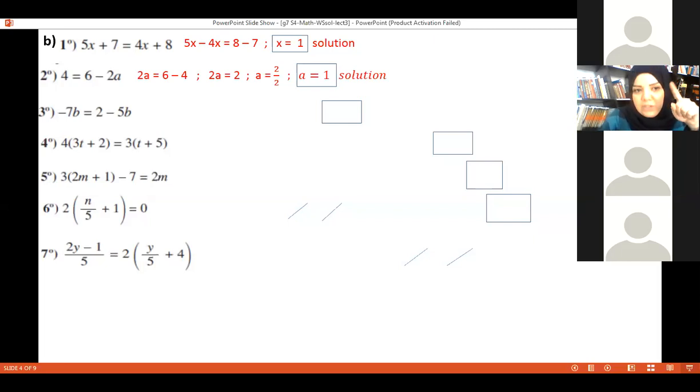You are telling me that you need to move the b to the left, right? It's minus 5b. When I take it to the left, it becomes 5b. Excellent. It becomes 5b. So minus 7b plus 5b, as you can see, equals 2. Now minus 7b plus 5b, we subtract, so it becomes minus 2b equals 2.